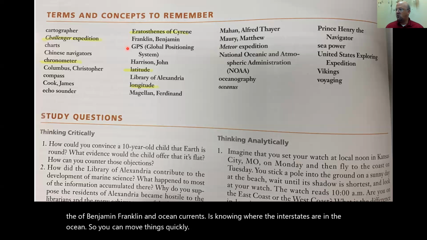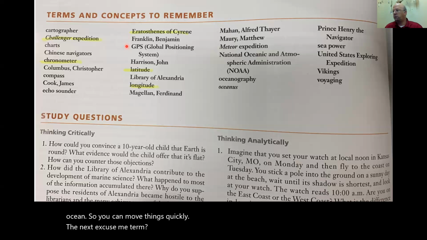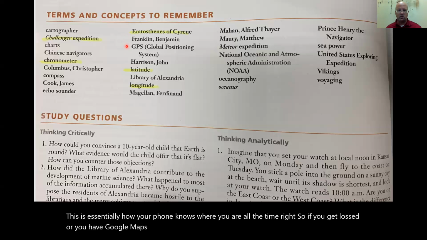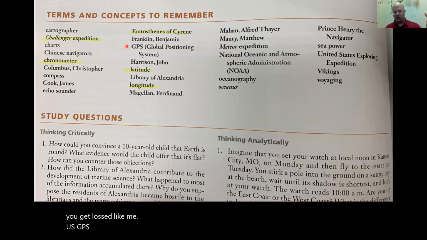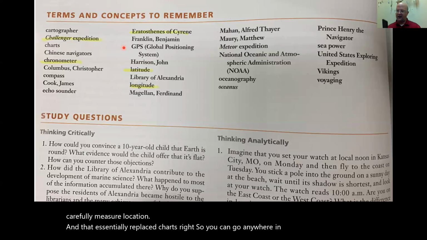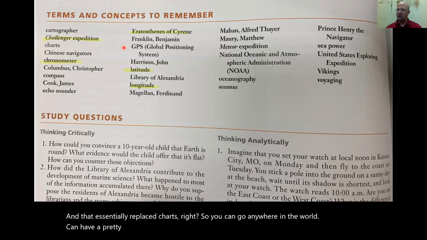The next term is called GPS, or Global Positioning System. This is essentially how your phone knows where you are all the time, right? So if you get lost, or you have Google Maps, or Waze, or whatever you use to figure out where you are, if you get lost like me, that's GPS. And it's essentially satellites that orbit the Earth that carefully measure location. And that essentially replaced charts, right? So you can go anywhere in the world and have a pretty accurate idea of where you are if you have a good GPS.